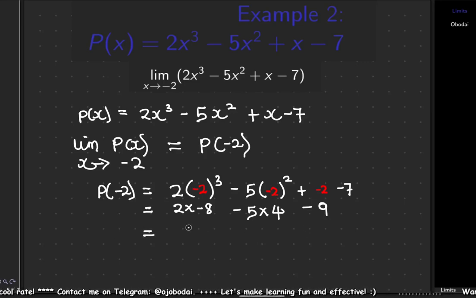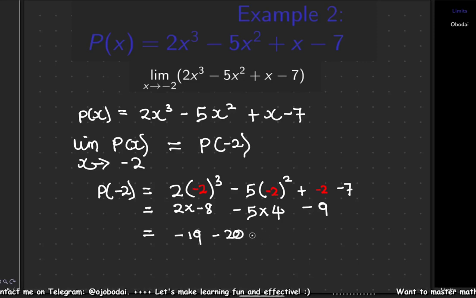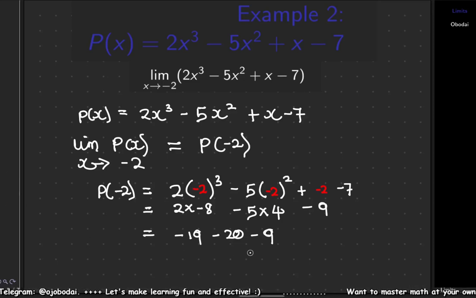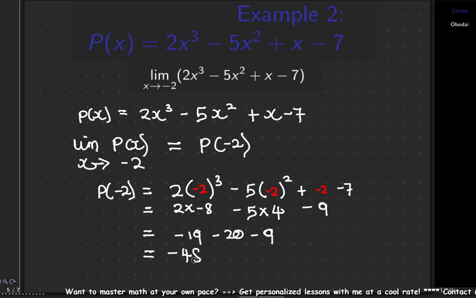Simplifying further, we have 2 times negative 8, which gives us negative 16. Negative 5 times 4 gives us negative 20. Then we have negative 9. So we add all of this. That is negative 16, negative 20, negative 9, which gives us negative 45. So this here is the limit of our function.